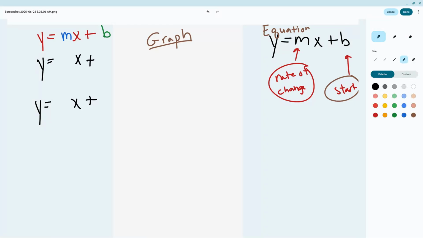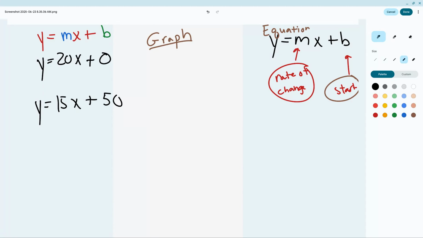All right, so we're going to give you a similar scenario. So there's two different students. This student has $0 and they have an opportunity to make $20 an hour. Well, this student has $50, but they're only going to make $15 per hour.